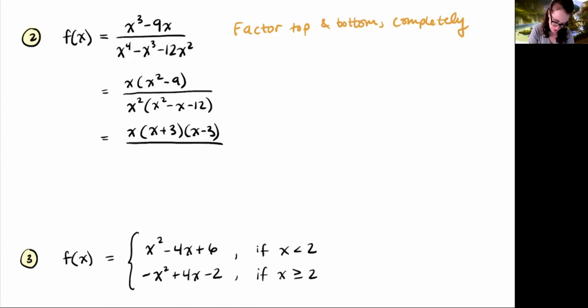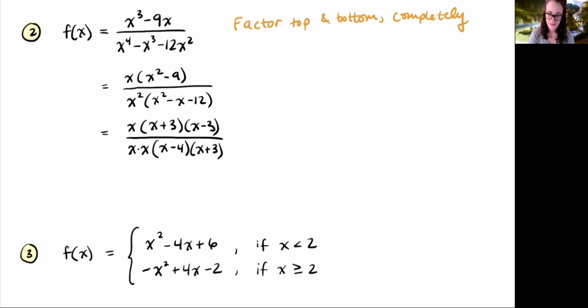Okay, down here, we still have x squared. I guess we could technically factor that into x times x, so let's just do that. Then down in the bottom, we have a quadratic that will factor into x minus 4 times x plus 3.